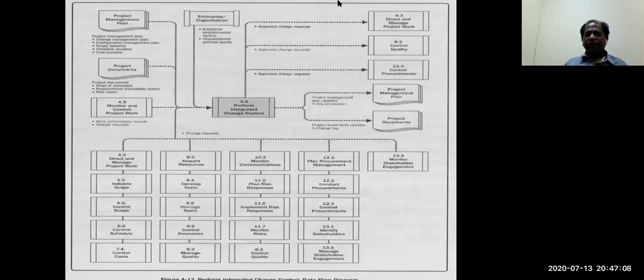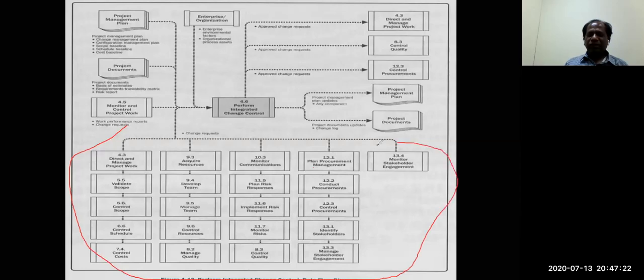Look at the process mapping. See here, in the input, change request coming from where? All these processes initiating the change request. You can see all these processes initiating a change request. All are coming as input into this process. Now you understand where the change requests are coming from.